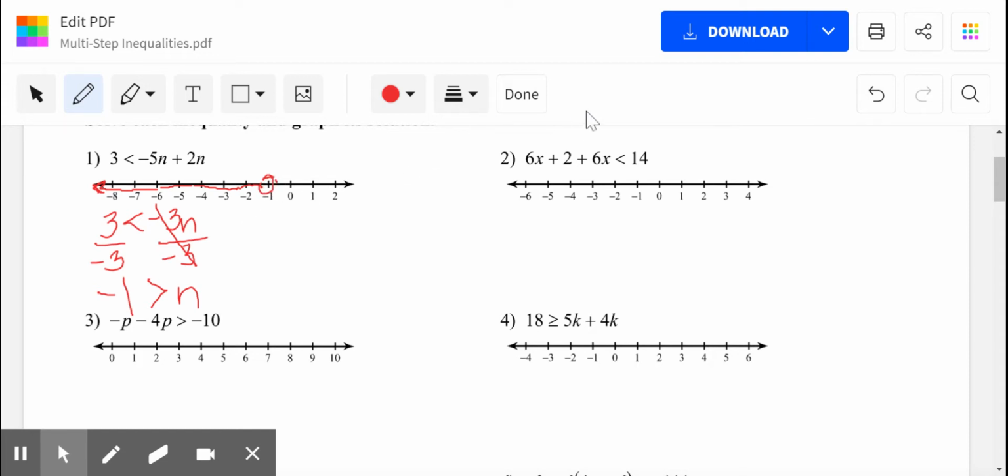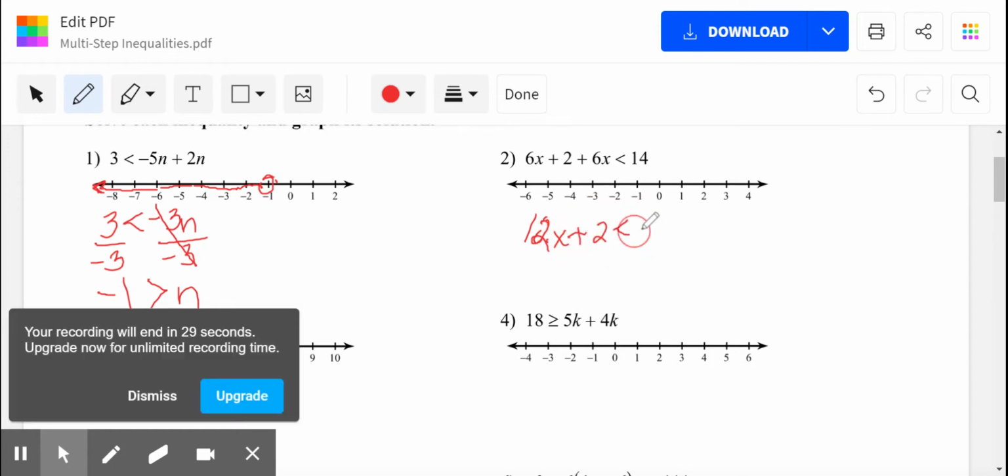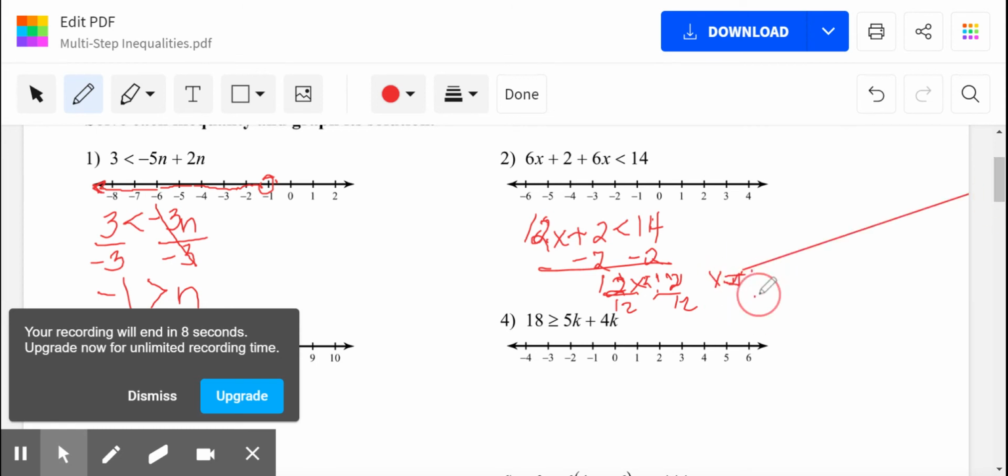Okay, let's go to number 2. Combine our like terms on the same side here, which would make 12x. 12x plus 2 is less than 14. Okay. Now, if I subtract 2 here, 12x is less than 12. Divide by 12. x is less than 1.